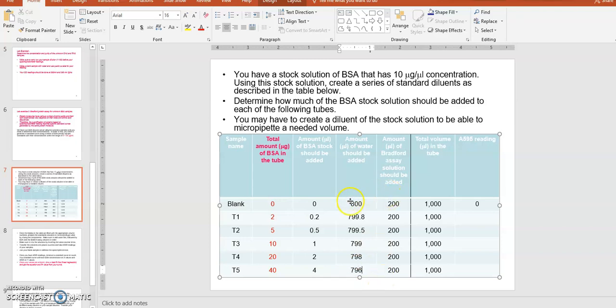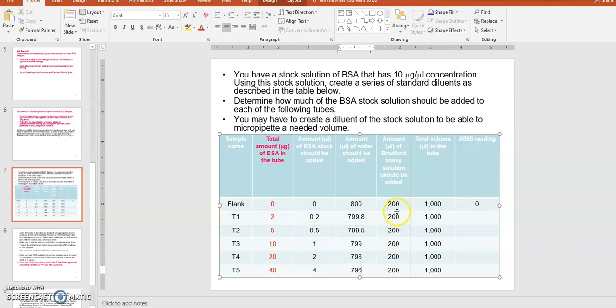So these microliters of water, if they are mixed with this much of stock BSA solution, you will get 800 microliter total if you combine these, right? To those tubes, you will add 200 microliter of BSA assay solution. So what you need to do is add water of these volumes to all these empty tubes first, and then add your stock solution of BSA to all these tubes. Once water and BSA are mixed, then you're going to add your assay solution. That should be added at the last step.